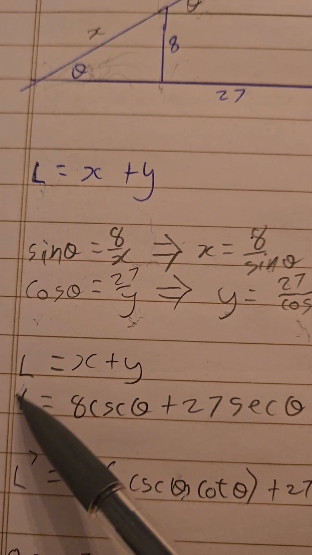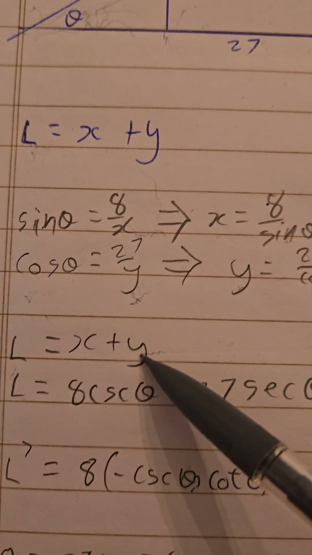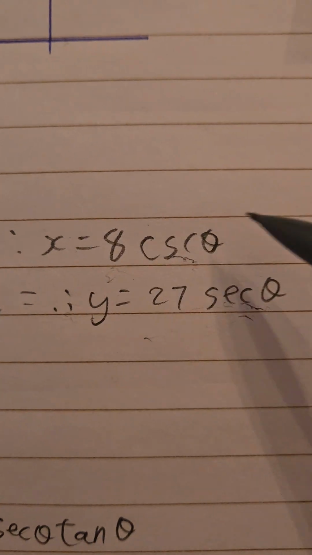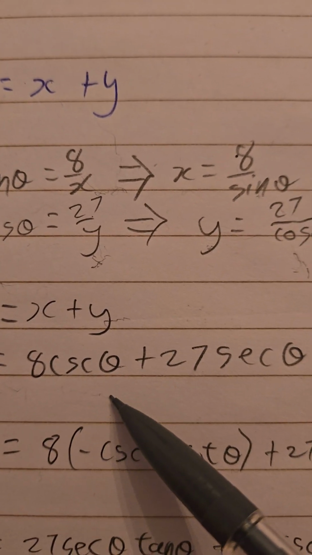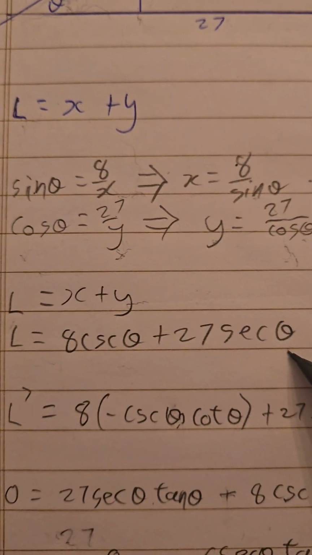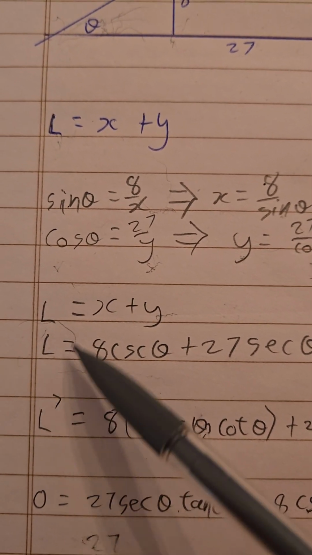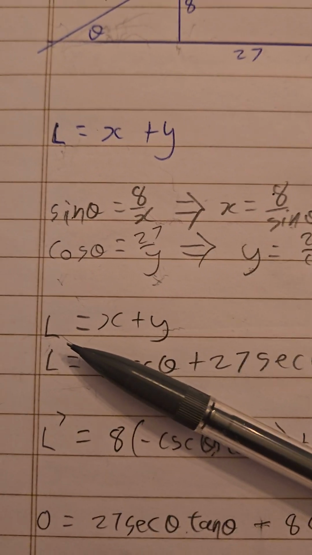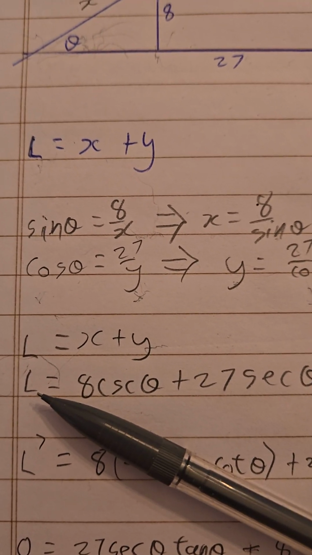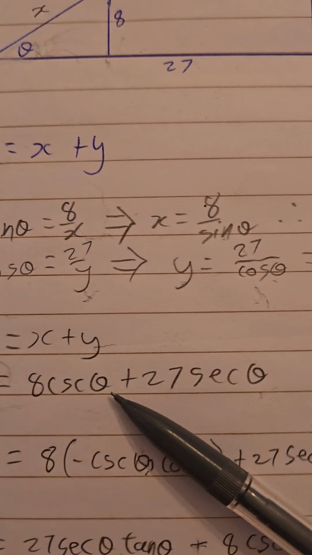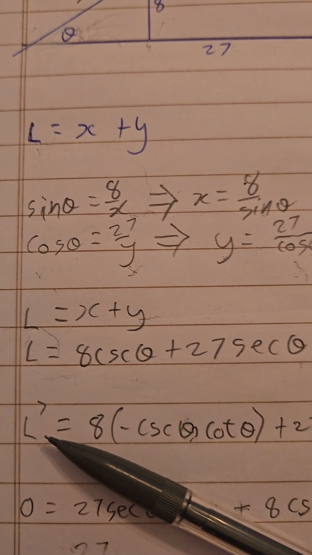Well, what we agreed earlier, the length of this ladder is x plus y. And substituting the 8 cosec theta and 27 sec theta, the length of the ladder is 8 cosec theta plus 27 sec theta. So now we have an equation where L is the subject of the formula. That's great. That's what we want to minimize, the length of the ladder. That's the whole purpose. So now that we have an equation for the length and just one variable, which is theta, we can go ahead and do the derivative.